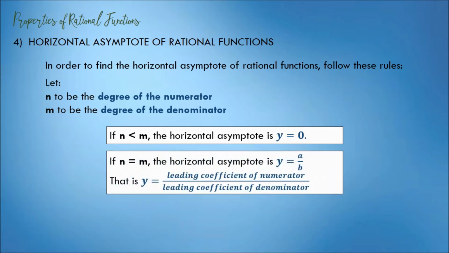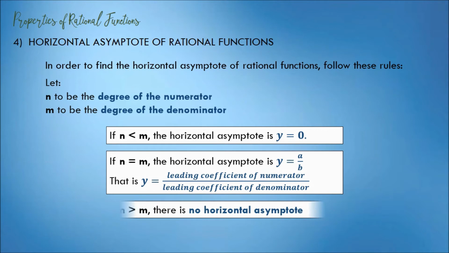Rule number 2. If n is equal to m, meaning the degree of numerator is equal to the degree of denominator, the horizontal asymptote is at y is equal to a over b. a is the leading coefficient of the numerator, while b is the leading coefficient of the denominator. Lastly, rule number 3. If n is greater than m, meaning the degree of numerator is greater than the degree of denominator, there is no horizontal asymptote at all.